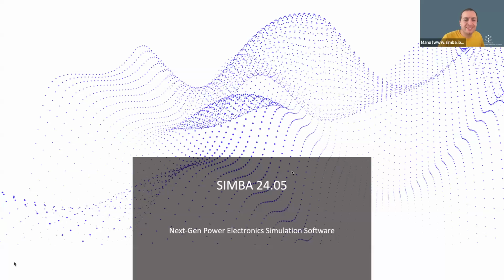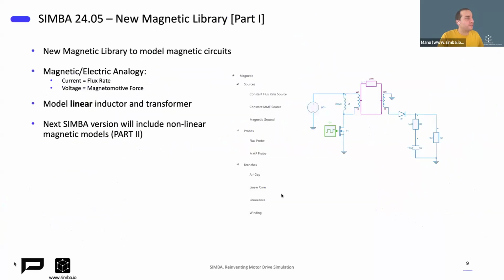So that was a very quick intro to Simba for those of you that are not familiar with the tool. Now I would like to cover the new features that we are currently introducing with 2405. The first one is we are introducing a new magnetic library.